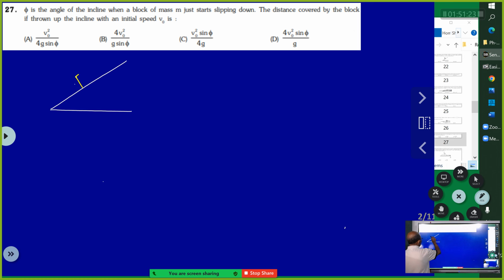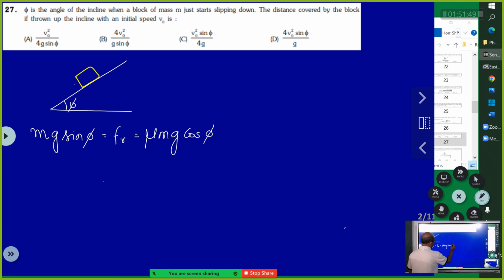The block just starts slipping. You know what it means. This angle is phi. Under this circumstance, mg sin phi is equal to the frictional force, and that's equal to mu mg cos phi. This is the condition that they have given.